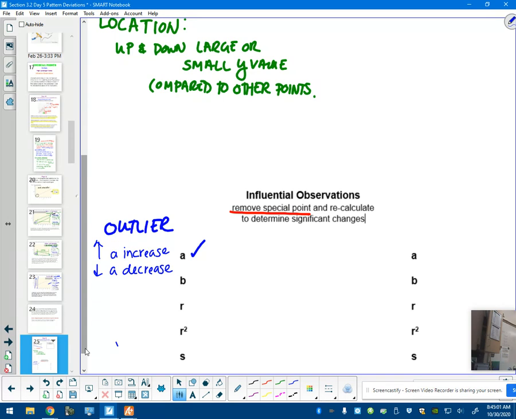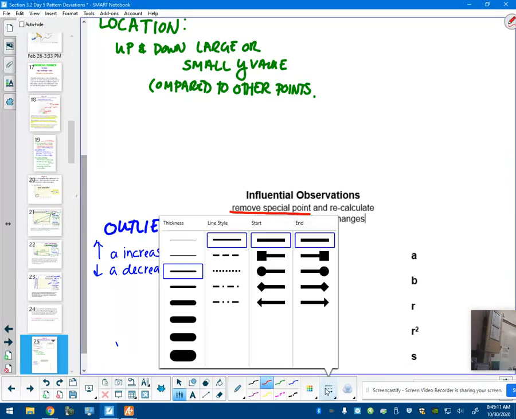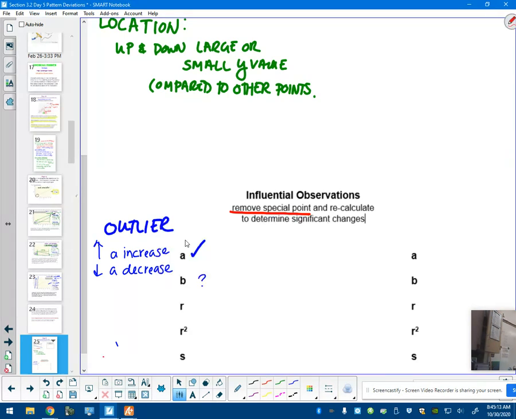Is my slope going to change? Not very much. So the slope, I'm just going to put a question mark by. Usually the slope does not change much. Not much change. And this isn't cast in stone 100% of the time. This is just a guide for you.